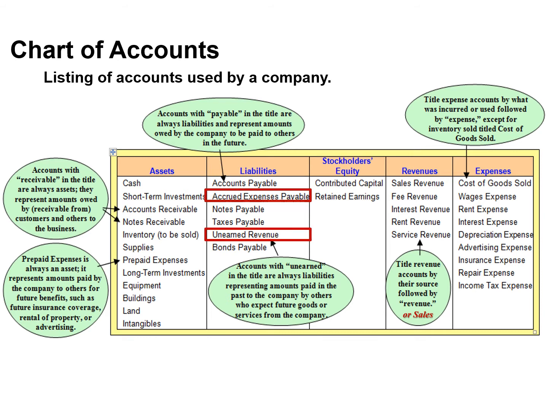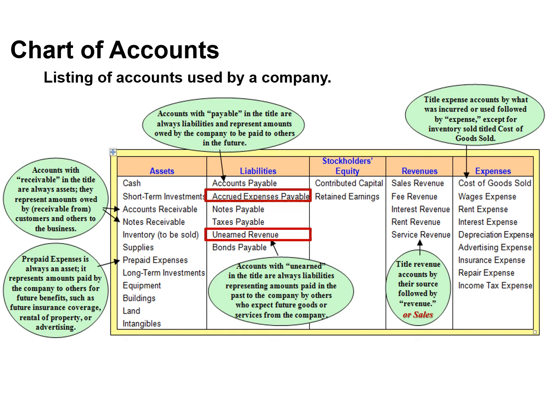The other exception is this concept of unearned revenue. If you see that word unearned, I want you to immediately think it is a liability. Again, it represents amounts that have been paid to the company by others, and they have not received the goods or the services. So until that company ships the goods or performs the services, it is a liability, and we are going to record it in that account called unearned revenue.